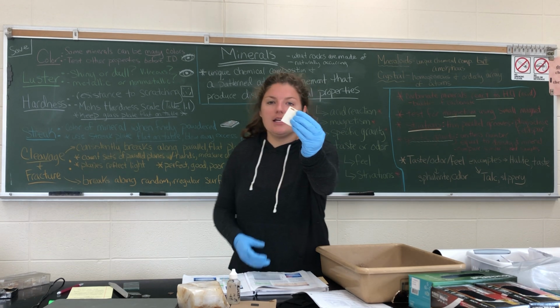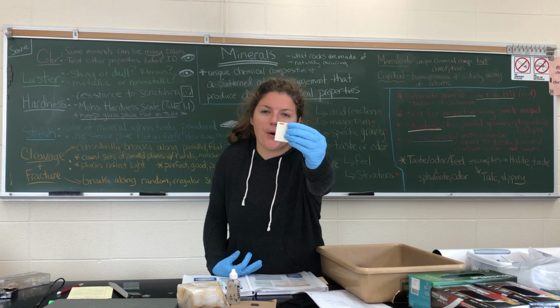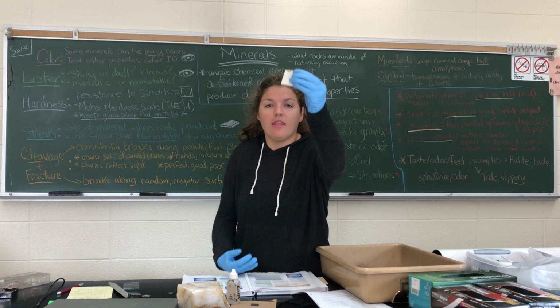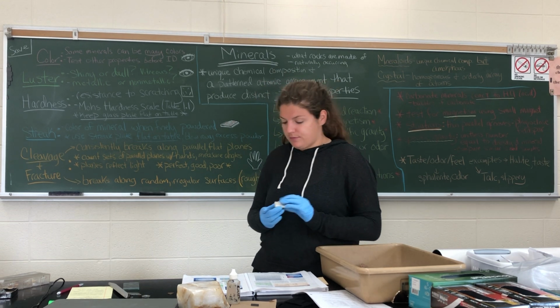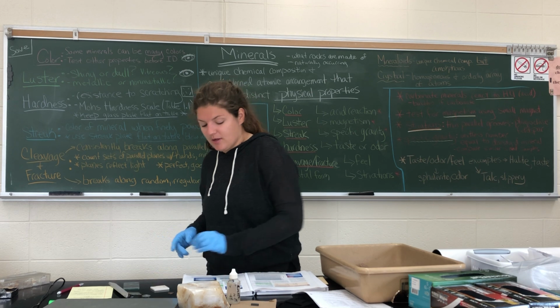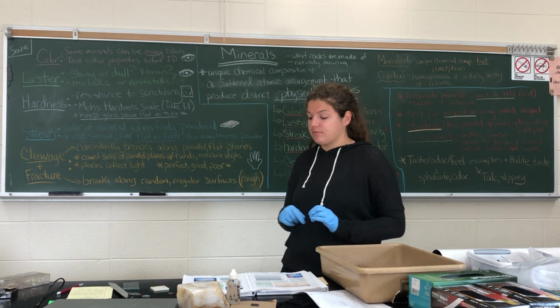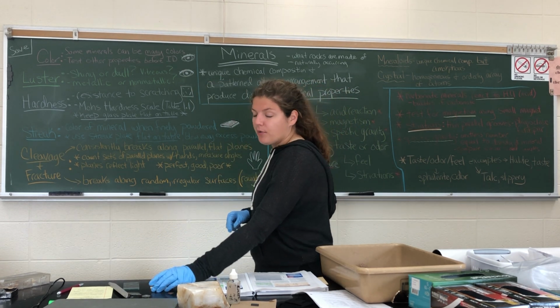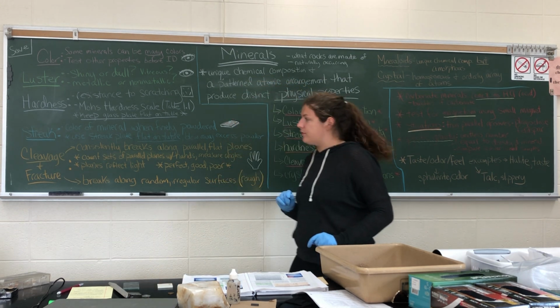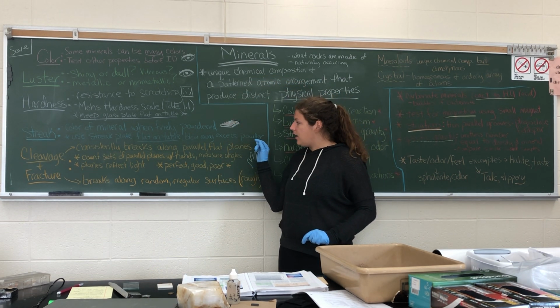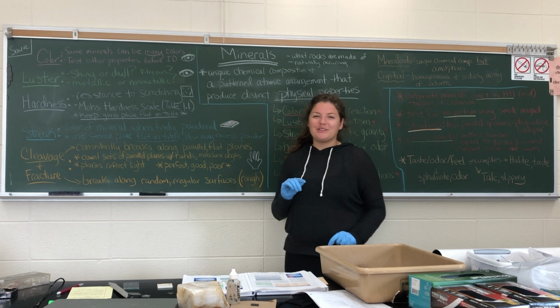So I can see here, it made a red-brown streak. That is a diagnostic characteristic of one of your minerals. I'm not going to tell you which, but you can read about it in your lab. So that red-brown streak is a physical property of a mineral. That's all I have to say about streak.